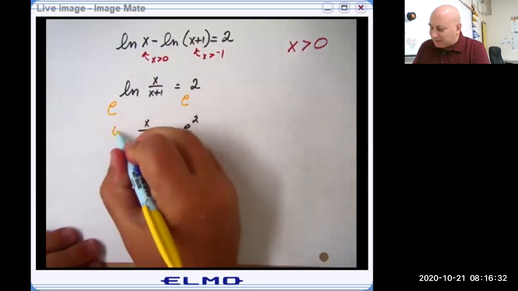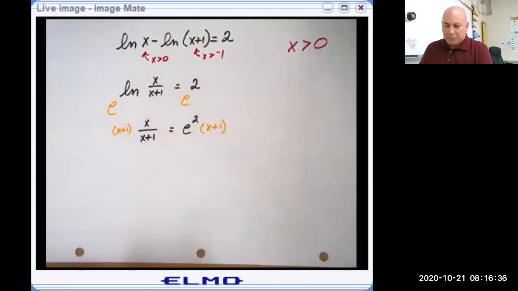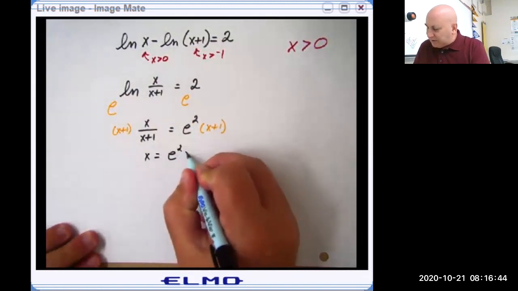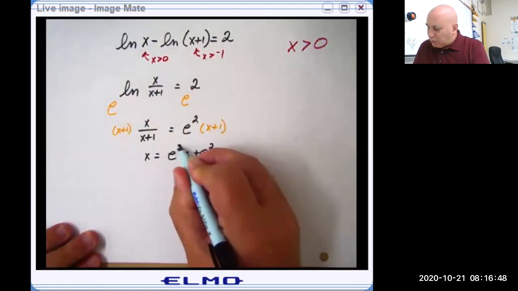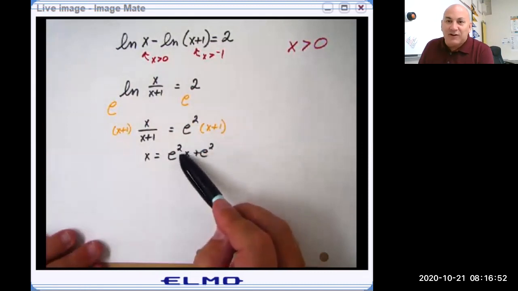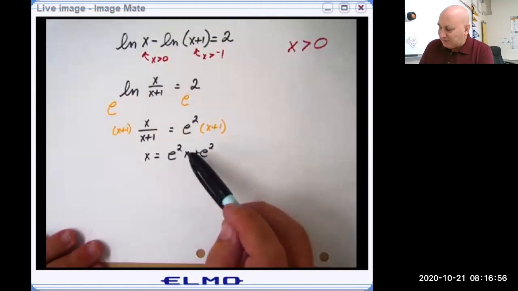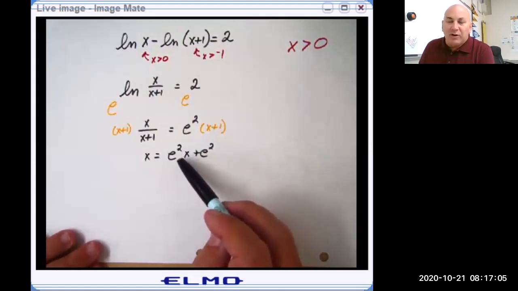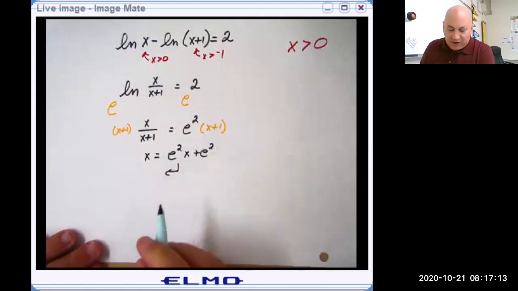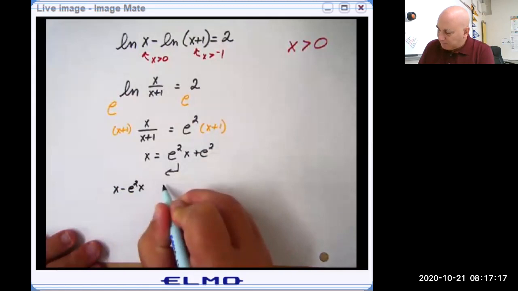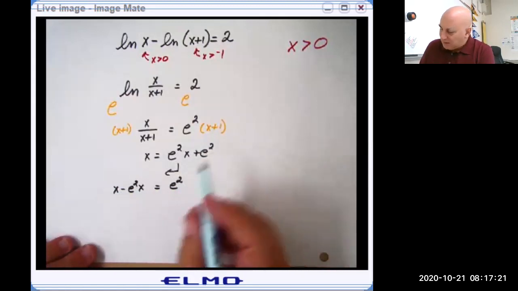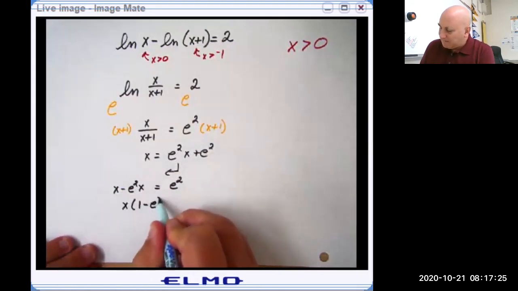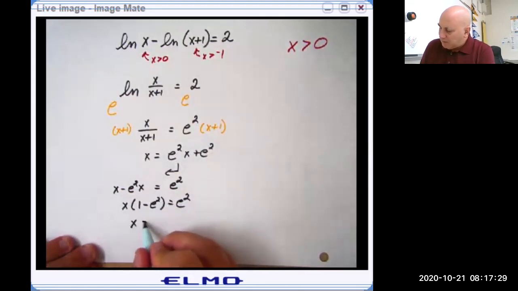Let's multiply both sides by x plus 1. Then I get x equals e squared x plus e squared. Do not be intimidated by this. e squared is just a number, like maybe 7 or 8. Don't worry, that's just some coefficient of x. If it were 2x, you wouldn't worry. So if it's e squared x, don't worry, it's just a constant, which we're now going to bring to the other side. Because now we're going to factor the x's out. And solve.